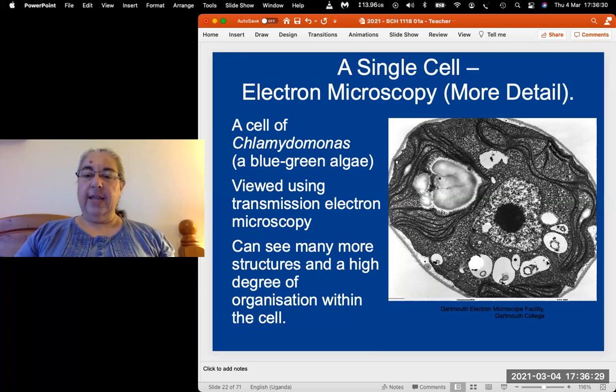Membrane-bound structures here with little circles inside them. This is actually a little circle of DNA inside a chloroplast. Remember that this is a plant cell. So here are chloroplasts with little circles of DNA inside them. So we can see that there's a high degree of organization within the cell and many distinct structures. The cell is not at all random. It's very carefully put together.